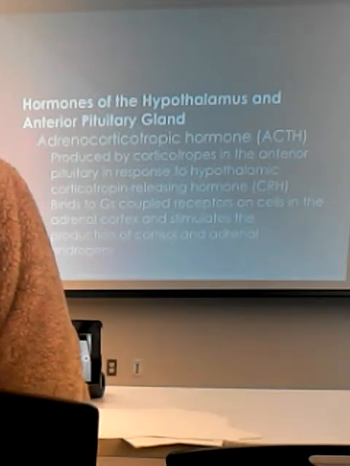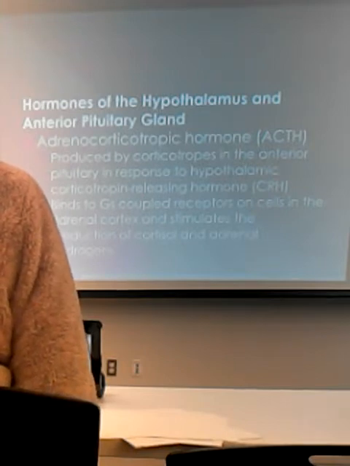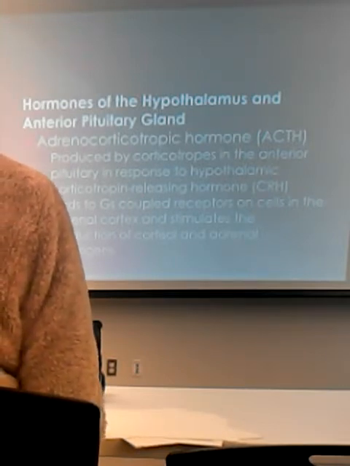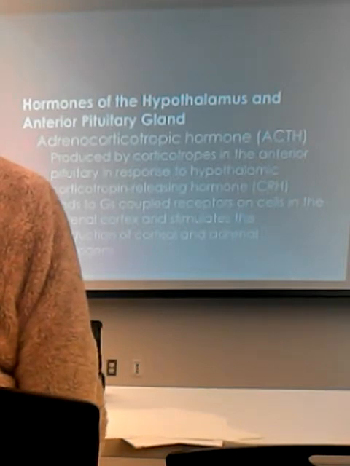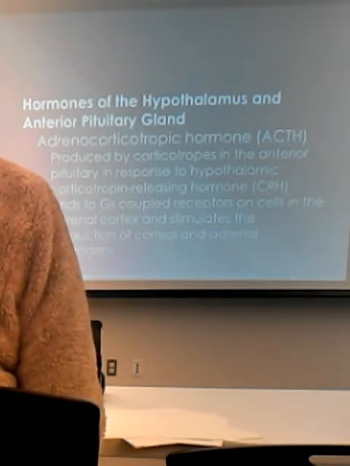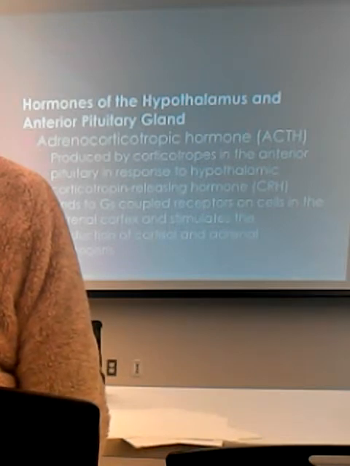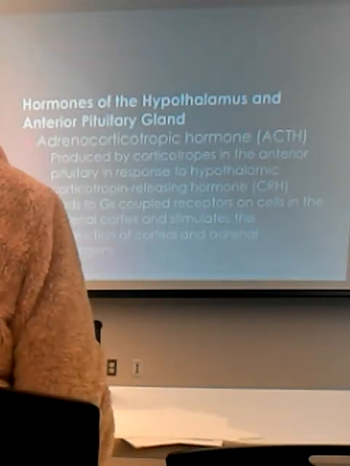ACTH, adrenocorticotropic hormone. Adrenal gland has 2 regions, the cortex and the medulla. The medulla is what? That's where the catecholamines are made. Tyrosine-based, water-soluble. It's in the cortex where the steroids that the adrenal gland makes are made. Like what? Aldosterone, okay, and cortisol. And we'll get to those.